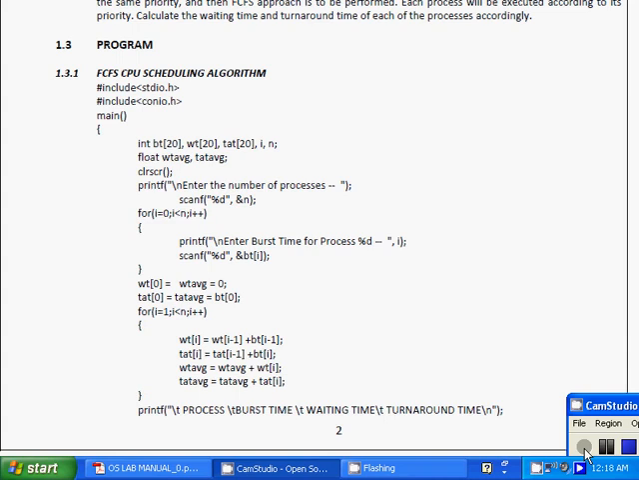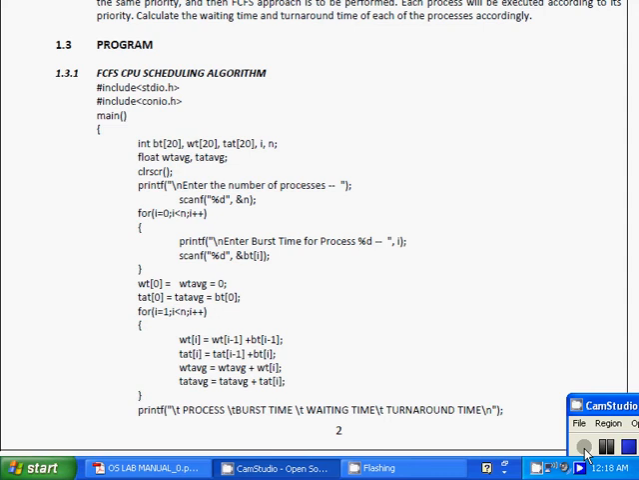CPU scheduling deals with the problem of deciding which of the processes in the ready queue is to be allocated the CPU. There are many different CPU scheduling algorithms. The simplest CPU scheduling algorithm is FCFS or First Come, First Serve CPU scheduling algorithm. With this scheme, the process that requests the CPU first is allocated the CPU first. The implementation of the FCFS policy is easily managed with a first in first out or FIFO queue.